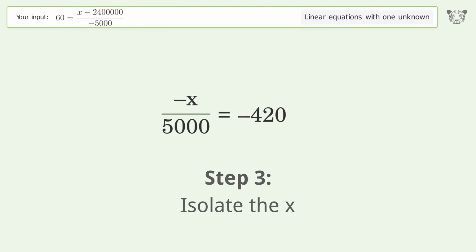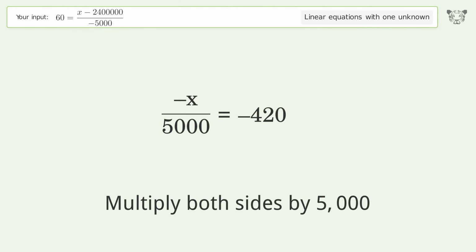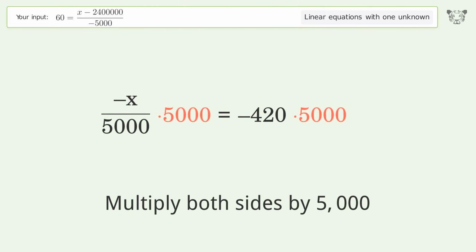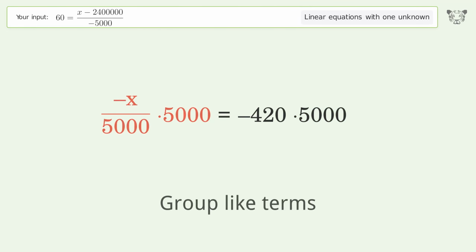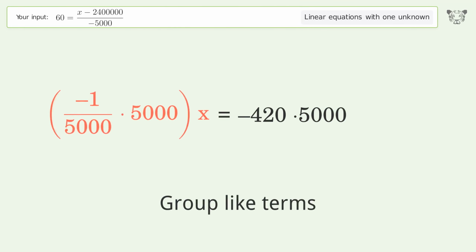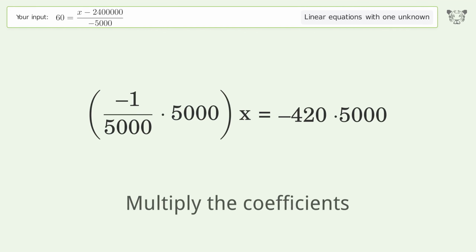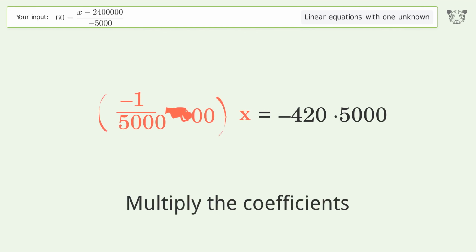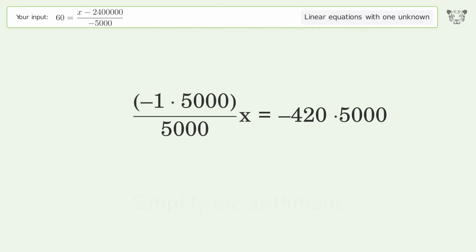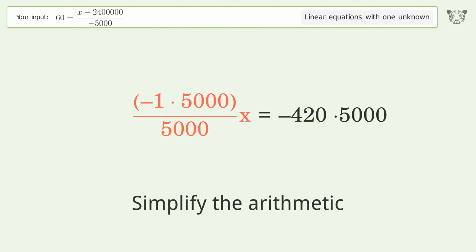Isolate the x. Multiply both sides by 5,000. Group like terms. Multiply the coefficients. Simplify the arithmetic.